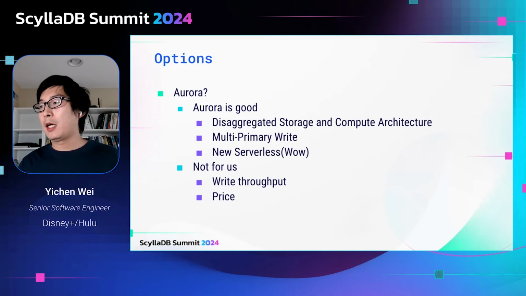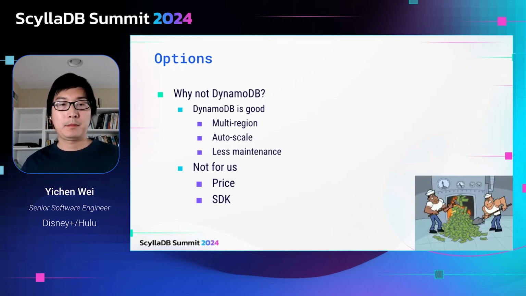And Aurora has some new features like multi-primary write and serverless, which are also very impressive. Though, considering our write throughput and the read latency requirements, we cannot use Aurora, even if we downgrade the isolation level. Next, please.